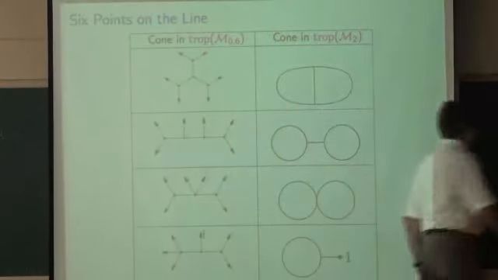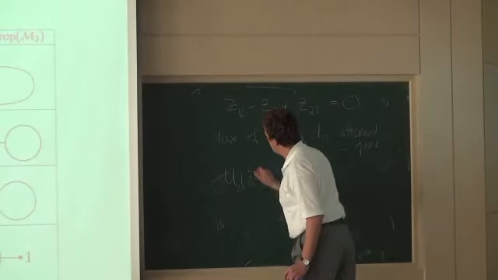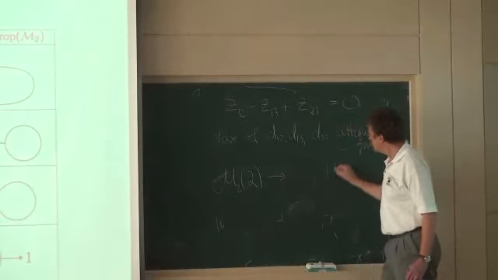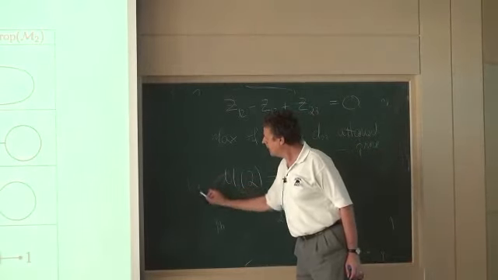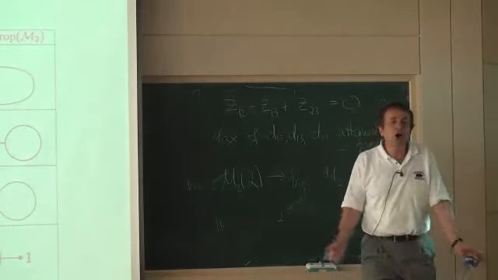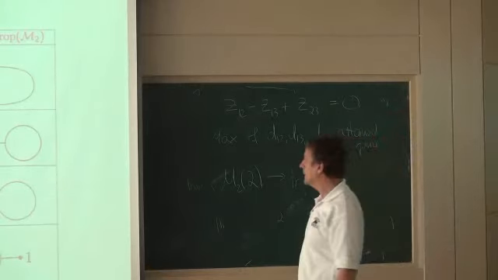I have a map from M0,6 with the 6 points labeled to M2 where the 6 points are not labeled. Now I can tropicalize this map, and I can tropicalize it on the equations I've given you, and I just read off what I get.